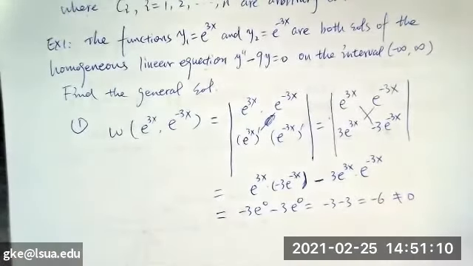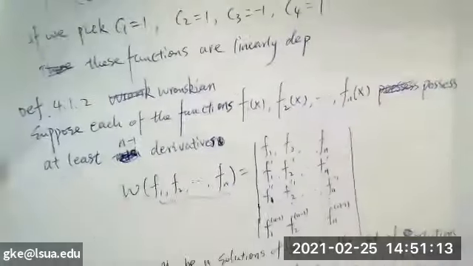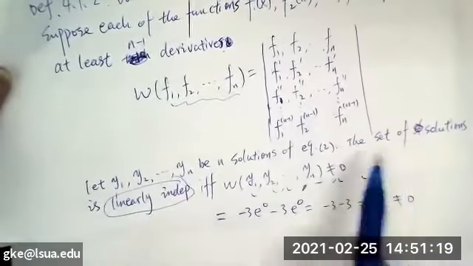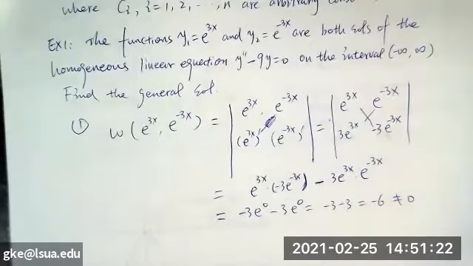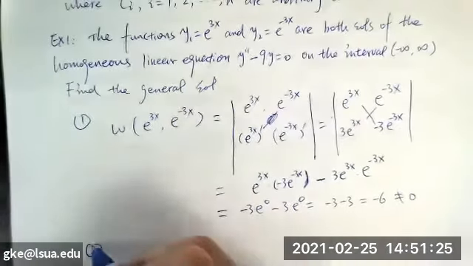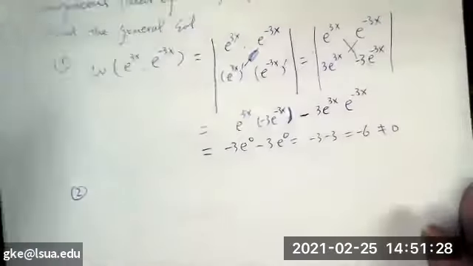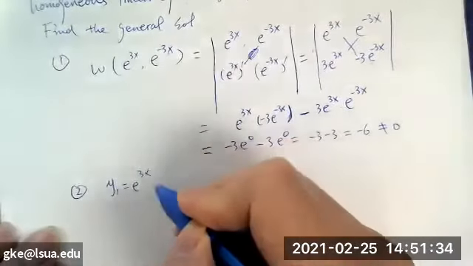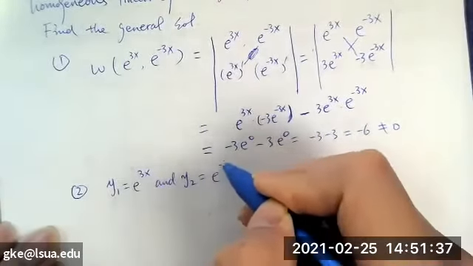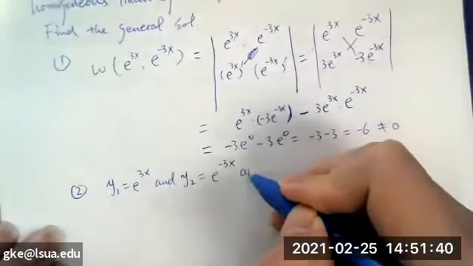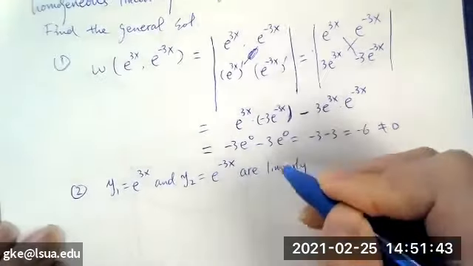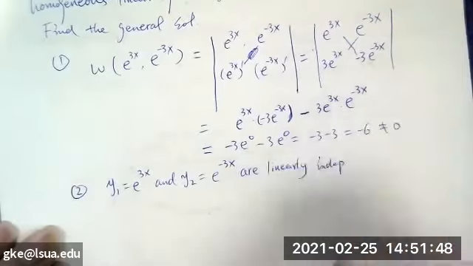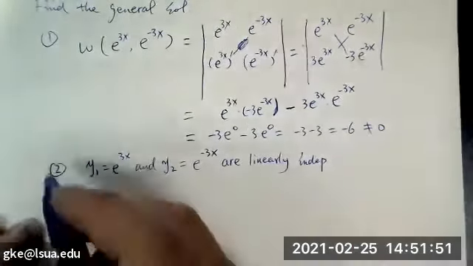What does that mean? Based on the Wronskian, if the Wronskian doesn't equal 0, that means these two solutions are linearly independent, right? So this means y1 and y2 are linearly independent. Okay, third.